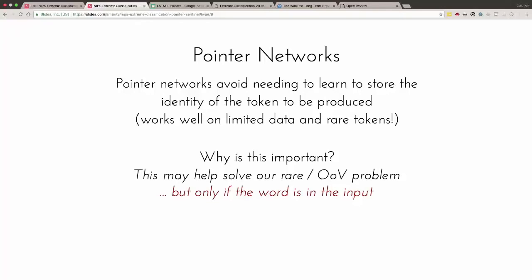And so again, the main point of the pointer networks is that we can avoid needing to learn to store the actual identity of these tokens in the hidden state itself. And this means it works quite well on limited data and also on rare tokens. And this might help us solve this kind of rare and out-of-vocabulary problem, except that in language modeling, a lot of the time, the words aren't actually in the input.